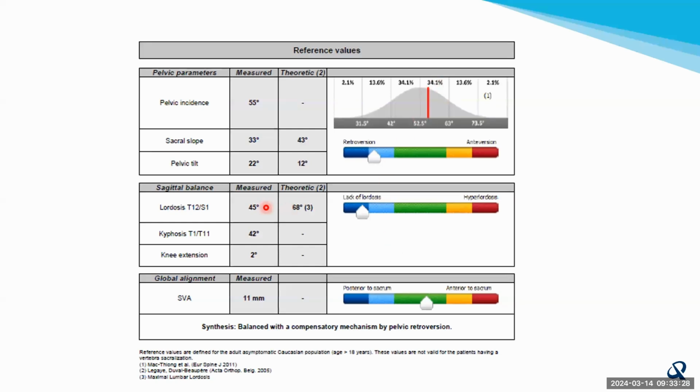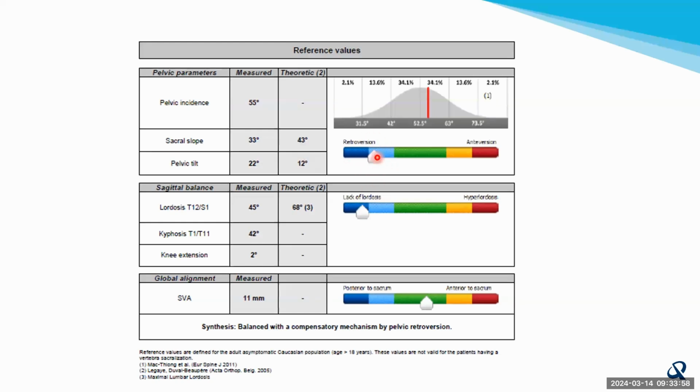And you can see in this example patient, they have a bit of a lack of lordosis. So they are starting to straighten out in their lumbar spine, which is not great, because, as we were just talking about, they're going to be starting to stoop forward. And so we can see that their sacral slope should be around 43 degrees based on the other parameters, but it's actually a bit lower at 33 degrees because they're retroverting their pelvis. So they've got a lack of lordosis, and now they're retroverting their pelvis.